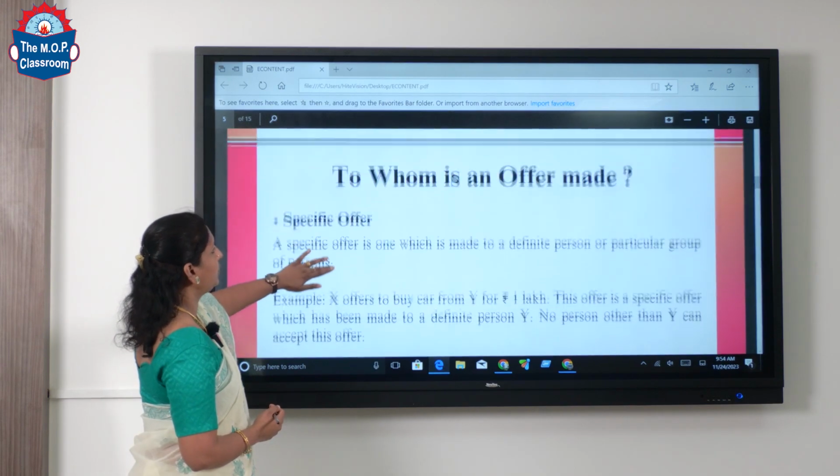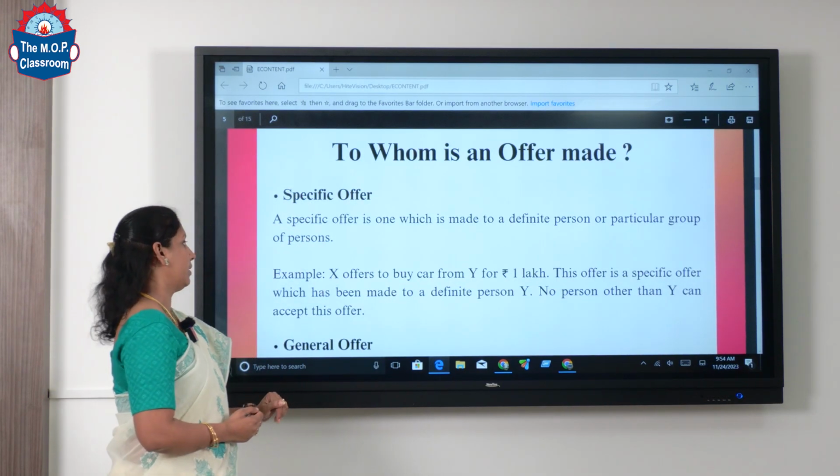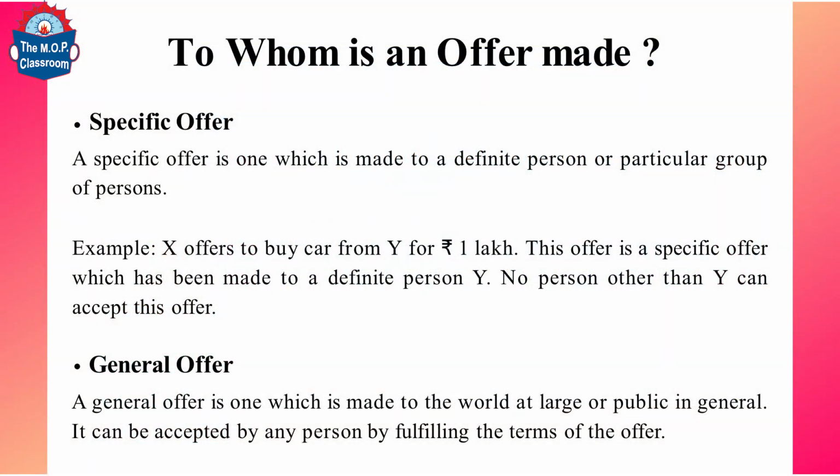Now let's come to whom an offer is made. The offer can be made as specific or as general. What do you mean by a specific offer? A specific offer is one which is made to a definite person. Example, X is offering to Y, X is offering to Z. So there is a specific person between the two parties, X and Y, X and Z. That is called a specific offer.